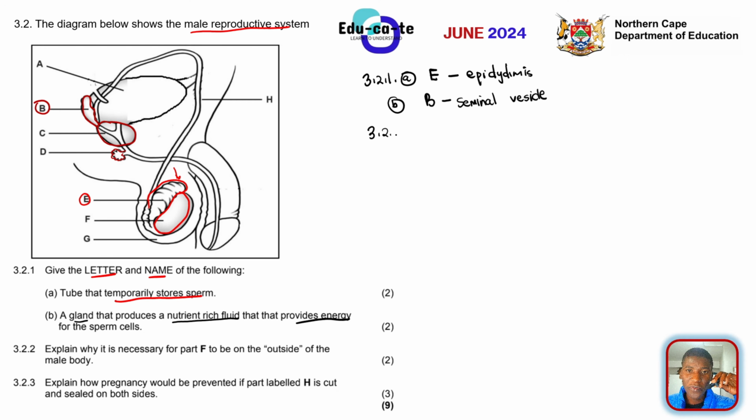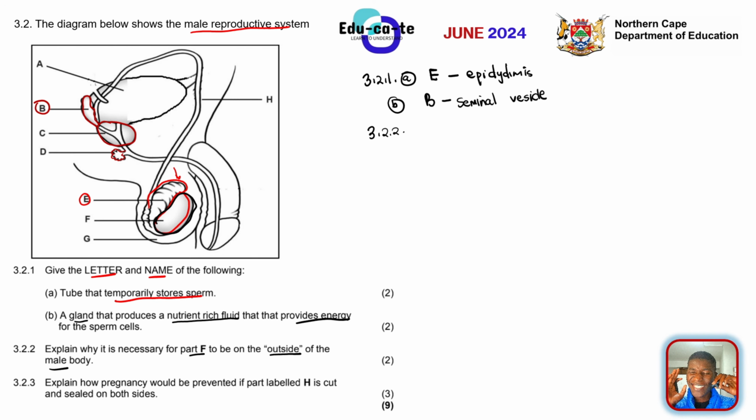Now 3.2.2 asks us, explain why it is necessary for part F to be on the outside of the male body. First of all, what is the part F that we're talking about here? We're talking about the testes. You can see that this is the special ball of the males. This is known as the ball of life in my own terms, of course. So here, the testes must always stay outside of the body.